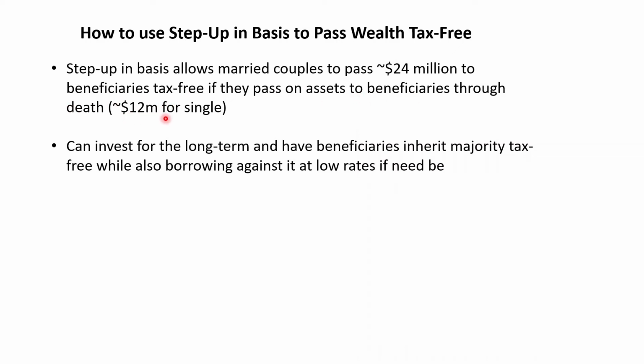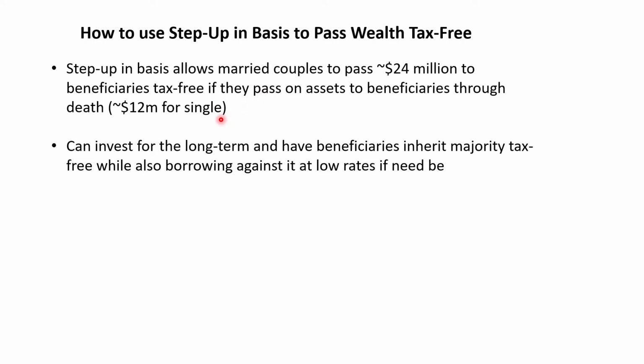So their beneficiaries inherit these assets upon the death of the last married couple or married individual. Again, if you're single, you can still pass on wealth, but not as much. It's about half this, since it's only one person. But this is the benefit of step up in basis. If you're looking to generate generational wealth or pass on as much assets as you can to your kids, you want to use this provision to pass on wealth.